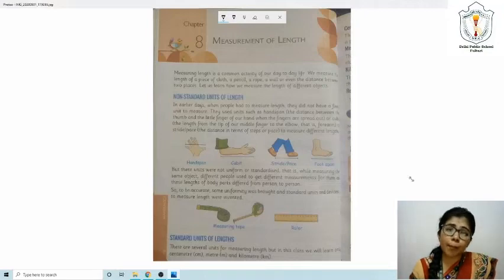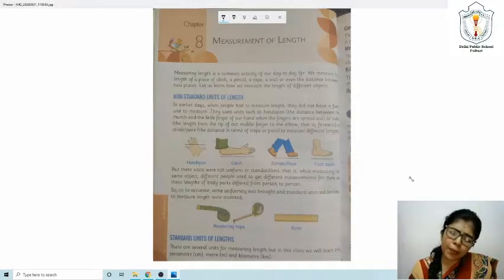Centimeter, meter and kilometer: when we compare them, kilometer is the highest unit of length. We actually measure the distance of places using kilometer. Generally we use kilometer for the distance of places. It is the highest unit of length. Then comes the meter.